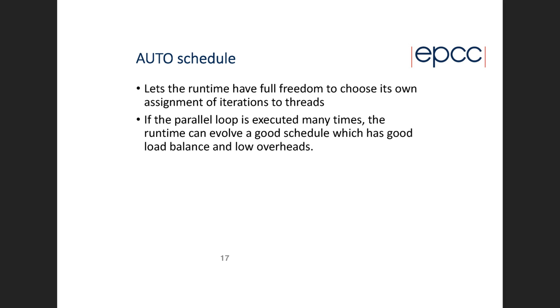Now, the next choice is auto. This just lets the OpenMP runtime have full freedom to choose its own assignment of iterations to threads. So this is basically just a mechanism to allow implementations to do clever things if they want to, or to implement other possible loop scheduling algorithms, which are implementation specific and aren't one of the standard OpenMP ones.